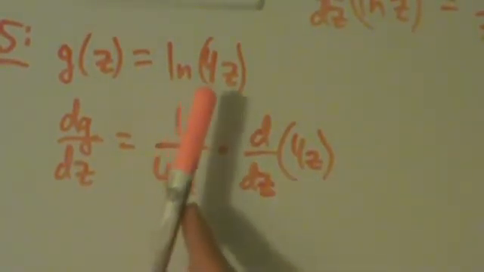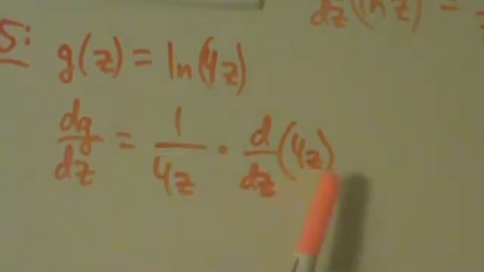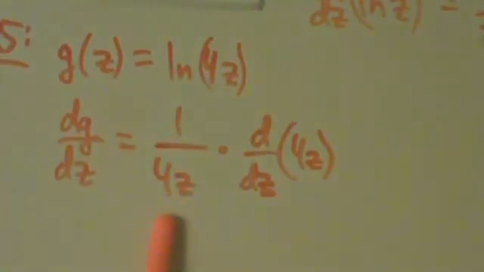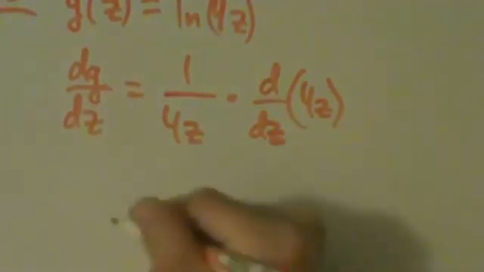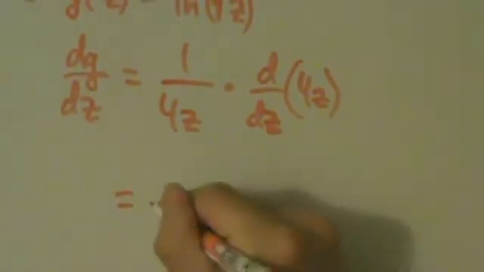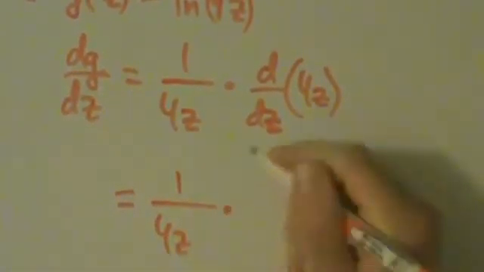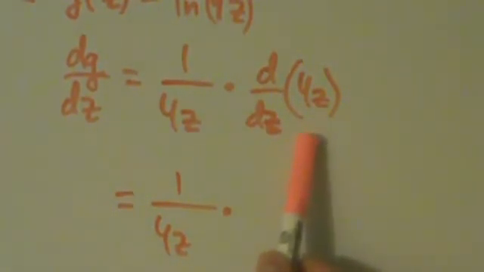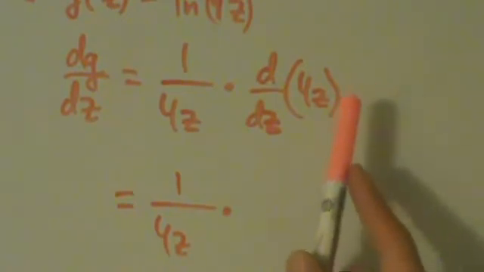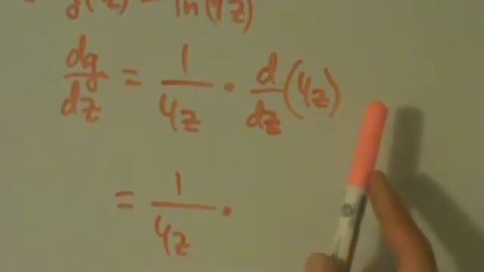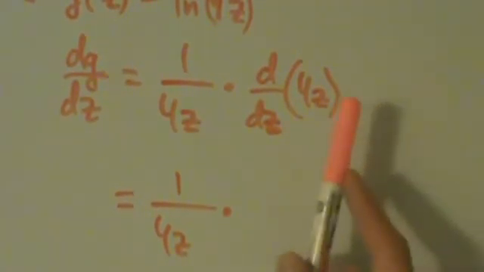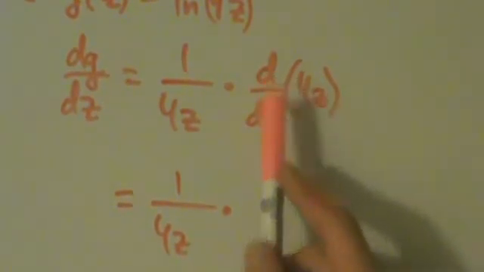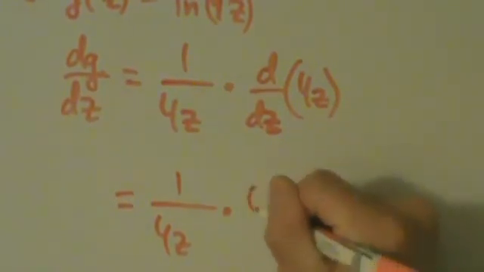So natural log of a thing, its derivative is 1 over that thing times the derivative of that thing. Natural log of 4z, its derivative is 1 over 4z times the derivative of 4z. So what we have here is 1 over 4z times, what is the derivative of 4z with respect to z? Well, if it's confusing with the z's, just think about it in terms of x. If you have 4x, what's the derivative with respect to x? It's just 4, right? So the fact that our variable is z doesn't change anything. Derivative with respect to z of 4 times z is just 4.